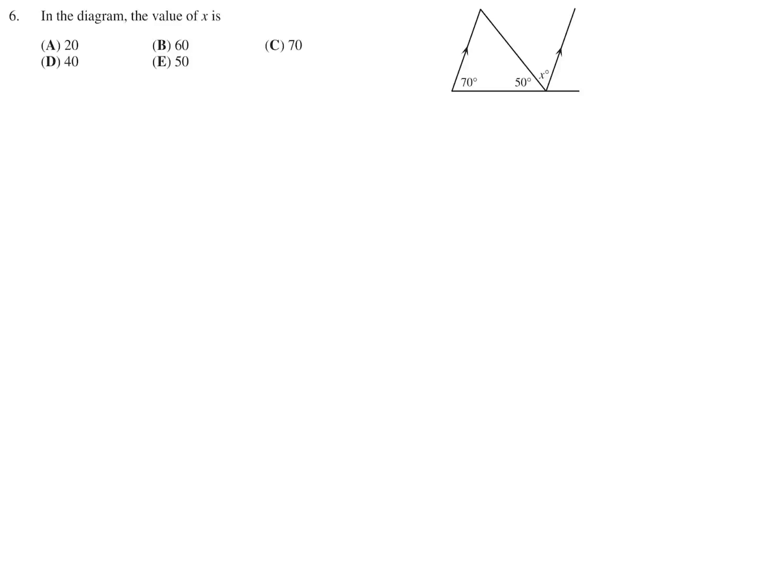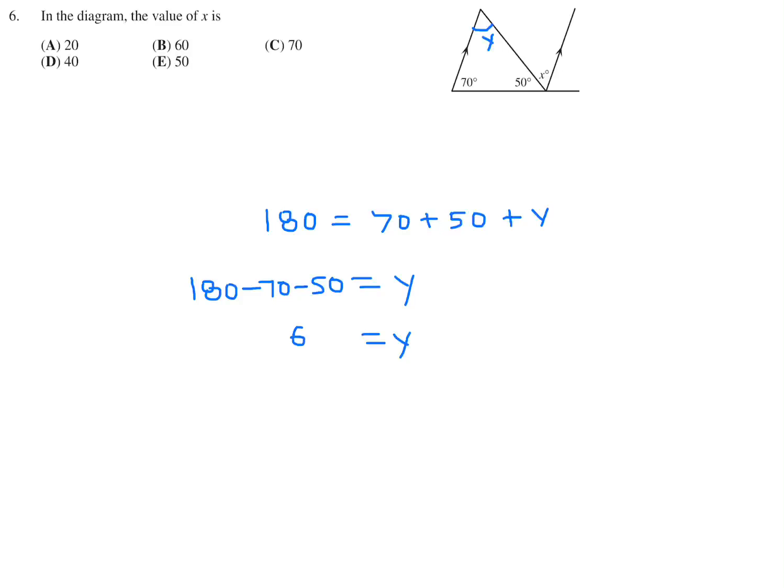In the diagram, the value of x is. First, let's figure out the value of this angle right here. And we can do that because the sum of the angles is 180. 70 plus 50 plus, I'll call that angle y. So that means that y is equal to 180 minus 70 minus 50. And therefore y is equal to 60.